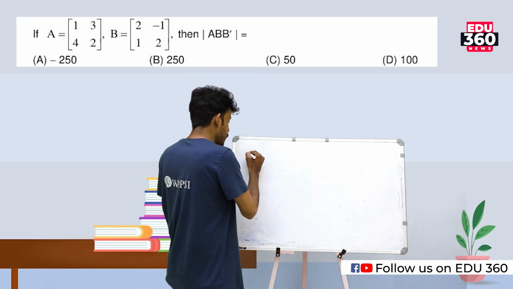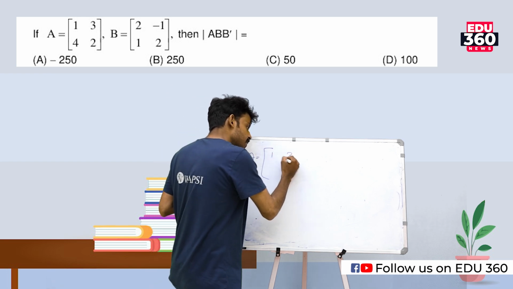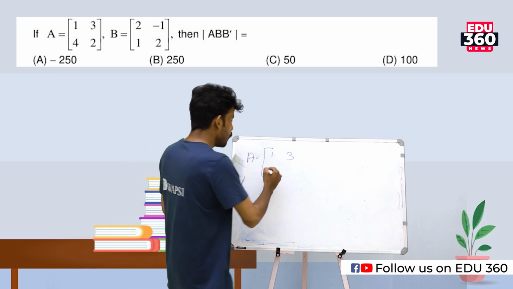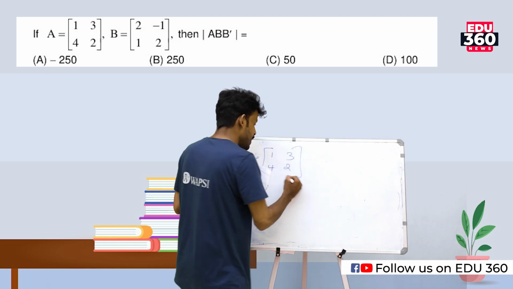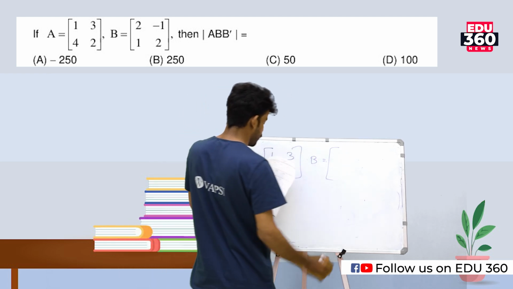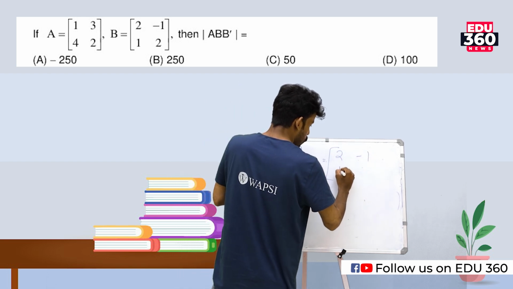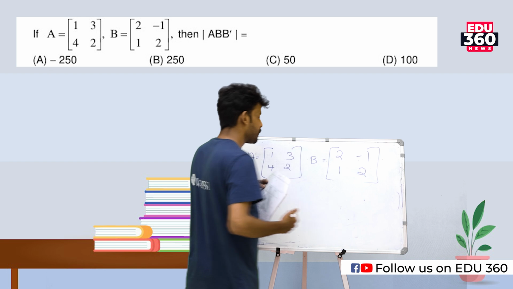Okay, so first of all, we can write the matrix A is equal to, it's given 1, 3, 4, 2 is the matrix A. And the matrix B is given as, what about matrix B? Matrix B is given as 2, minus 1, 1, 2. So this is the matrix B.